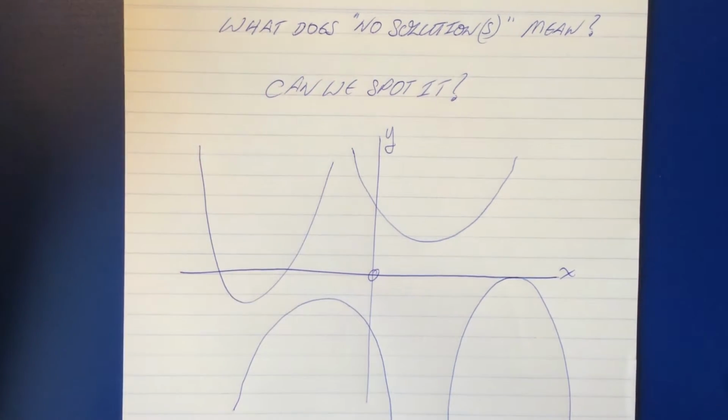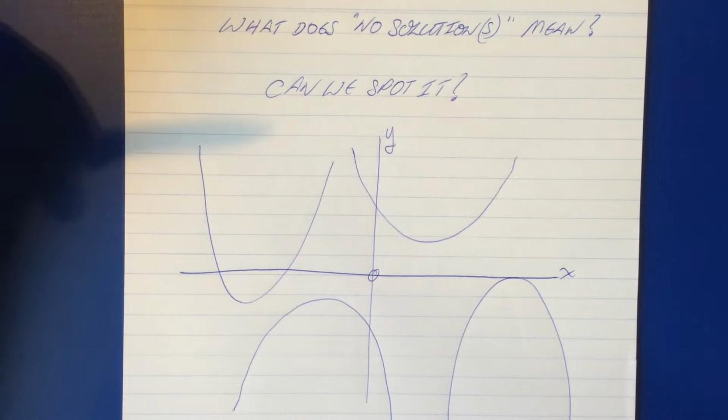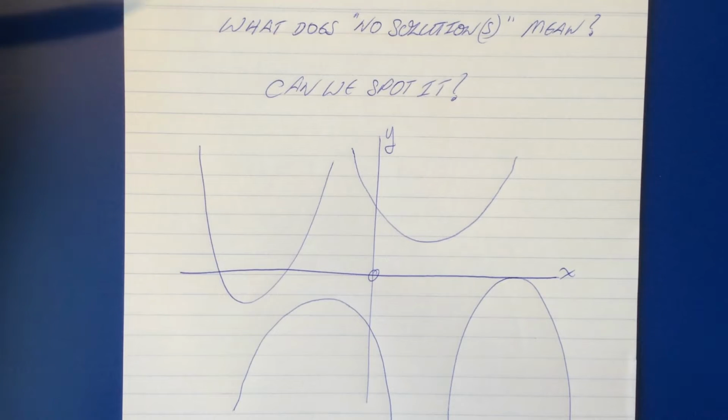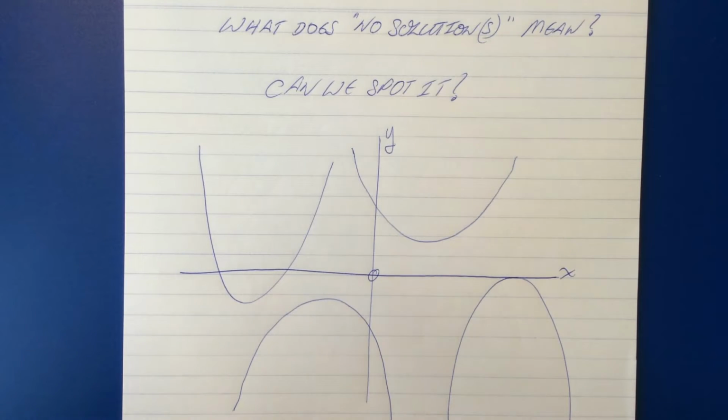Today we're looking at what the expression "no solution" or "no solutions" really means, and whether or not we can spot it. What it really means is that sometimes there's what's called no real solution for x when it comes to factorizing a quadratic. And we can see this in the graphs if we know what to look for. So let's have a look and find out what we need to look for.